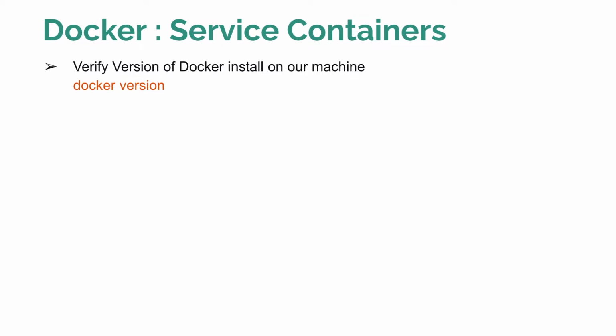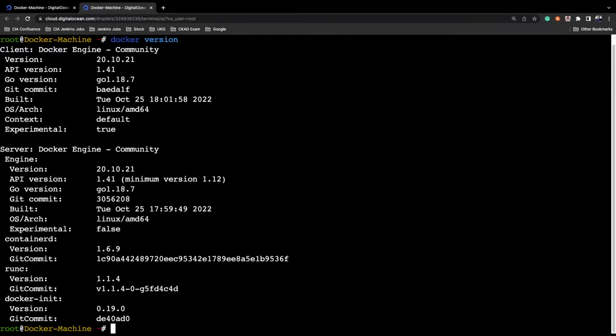So very first we will verify the version of the Docker installed on our machine. So as I told you, we will use the server side machine. So team, here I have opened my server side machine, Docker machine, where we installed the Docker. So let's check the version of Docker using the command docker version. Hit enter. Once you execute this command, you will get two kinds of output. Very first, we are getting the output of the client, right? Second, we are getting the output of the server.